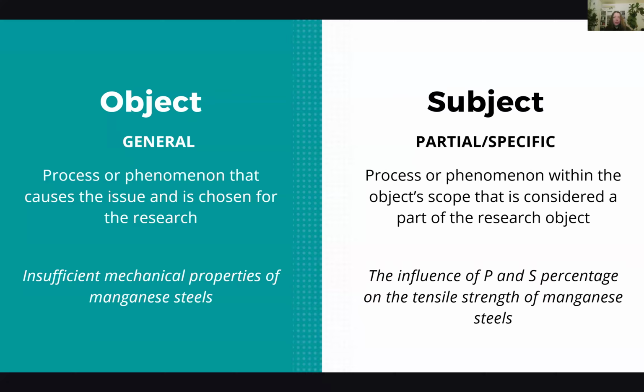So object is general and subject is partial or specific. You take your broad object and narrow it down to a specific process or phenomenon within the object scope that is considered part of the research object. For example, if your object is the insufficient mechanical properties of manganese steels, when you narrow it down, you can create a subject about the influence of phosphorus and sulfur percentage on the tensile strength of manganese steels.